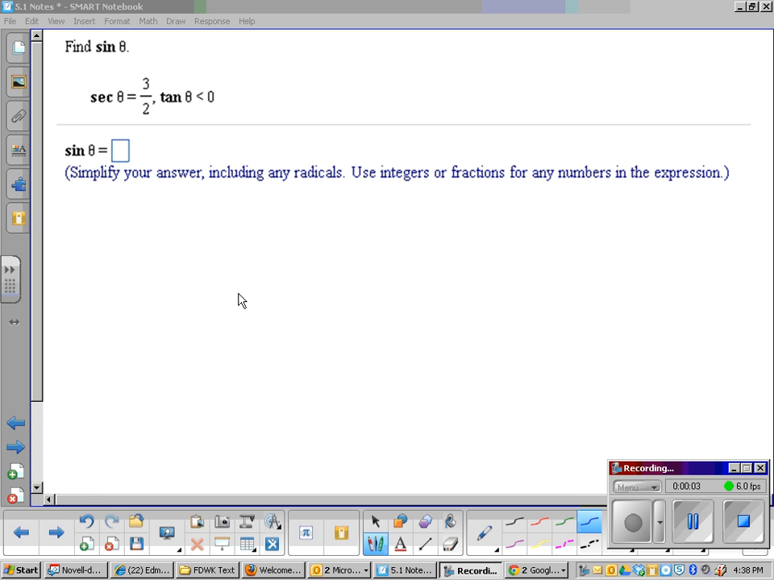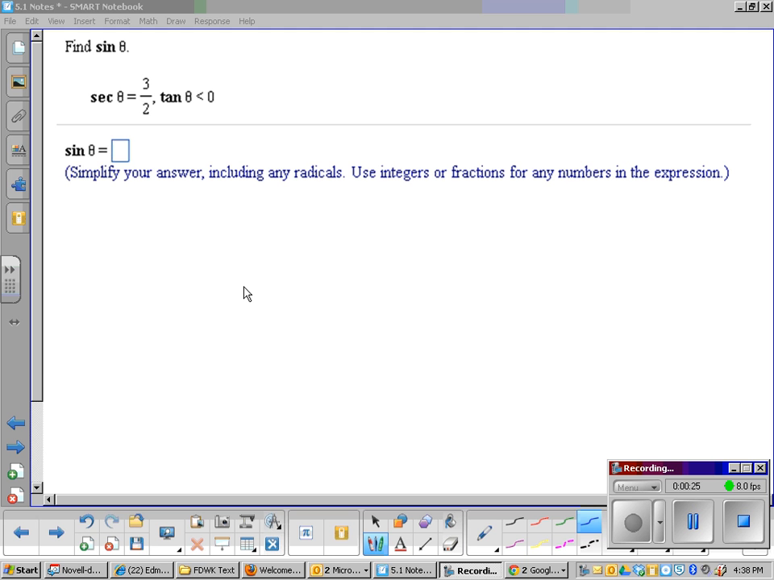The first couple of sections in Chapter 5 are really trying to get you to work with the identities, to get comfortable with making substitutions. And so some of the problems you see, like this one right here, are problems that we've worked before using the definitions of the trig functions. And we can also use the identities to solve these problems.